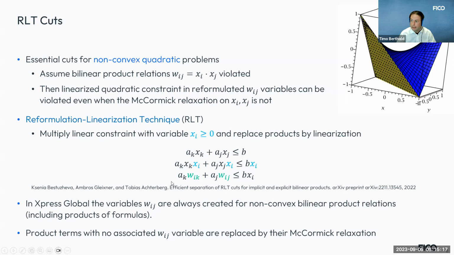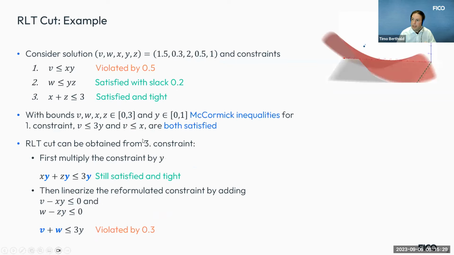But as you might see, this is now a linear inequality and can therefore be added as a cut to your LP relaxation. We maybe just look at an example for this. So consider you have a solution for these set of three inequalities. So two of these bilinear terms, and this is the linear constraint. So if you plug in the solution here, you will find that this first one, this bilinear relation, is violated. The other is satisfied, and also the linear constraint is satisfied. Still, we will be able to generate a cut from this here.